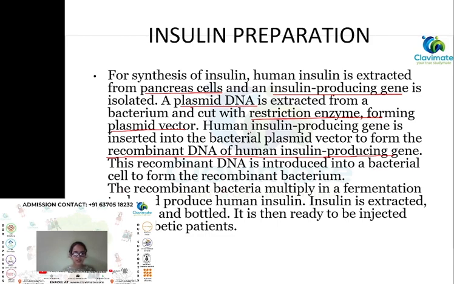Okay, here first we are isolating the insulin producing gene from human insulin, and then we are extracting the plasmid DNA from the bacterium. This insulin producing gene is being inserted into this plasmid DNA and it is converted into recombinant DNA. And this recombinant DNA is introduced into the bacterial cell to form the recombinant bacteria. The recombinant bacteria multiply in a fermentation tank and produce the human insulin.